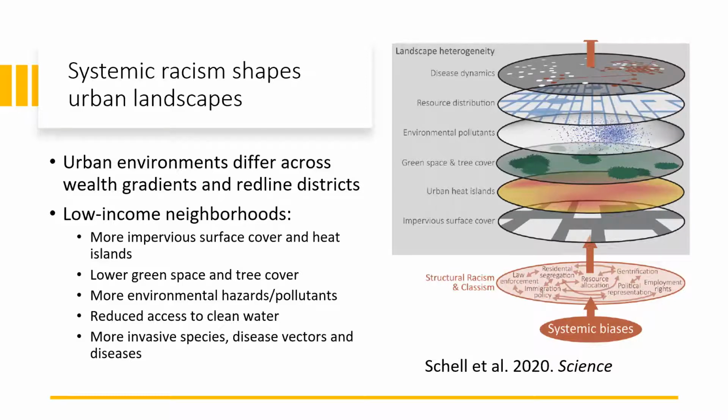And because of that, they have higher heat islands, they have higher heat loads, they have less green space, less tree cover, more environmental hazards and pollutants, and reduced access to clean water. And on top of that, more invasive species, disease vectors, and diseases.